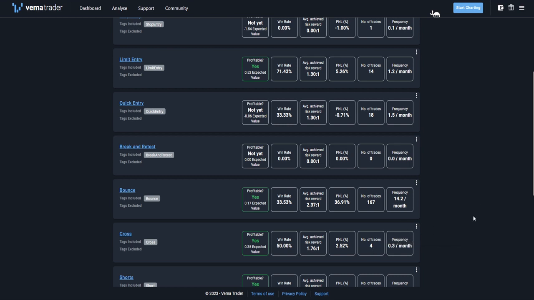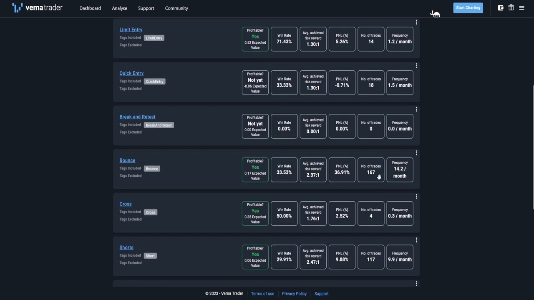So that contrasts beautifully with the next one, with bounces, right? He has 167 bounces for a 0.17 expected value. So that's fantastic, right? He's taken a ton of bounce trades. We can be very, very confident that this guy is profitable when he's doing bounce trades.